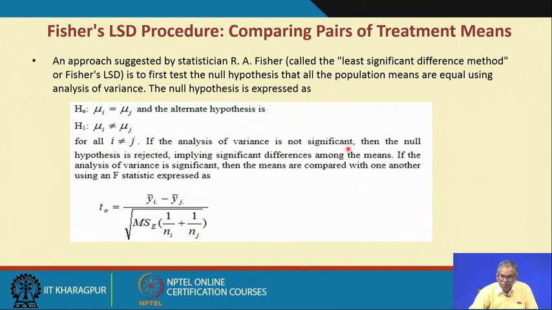If the analysis of variance is not significant, then the null hypothesis is rejected, implying significant differences among the means. If the analysis of variance is significant, then the means are compared with one another with an F statistic expressed as this one. That statistic is given by y i dot bar minus y j dot bar divided by root over mean square error into 1 upon n i plus 1 upon n j.